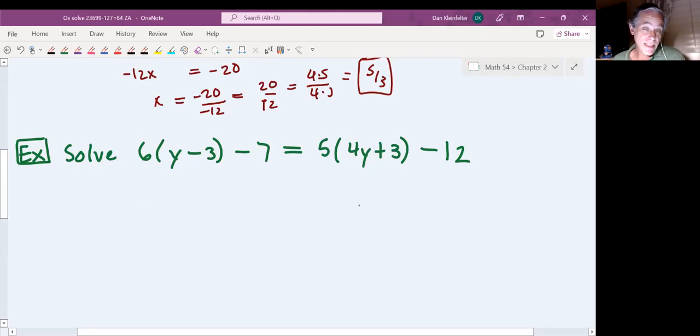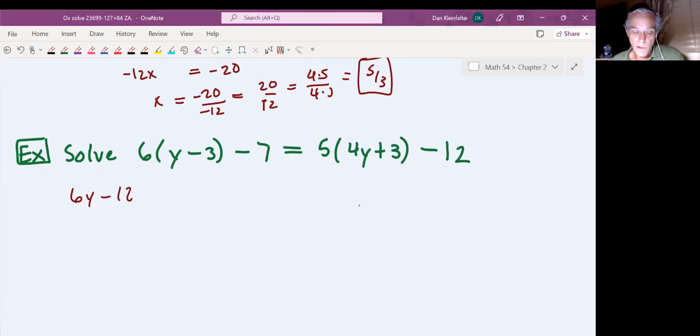So taking a look just at the left side, don't be intimidated by any of this, even though it's longer. Just take a look at the left and forget the right for a second. So we have 6y minus 18. We distribute to remove parentheses.